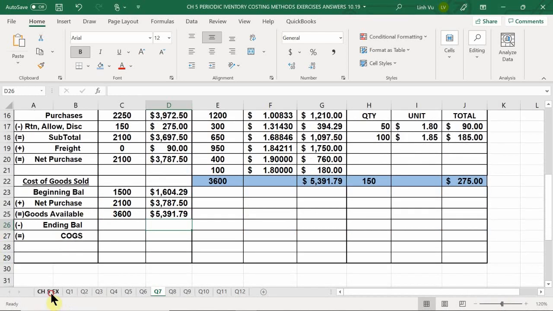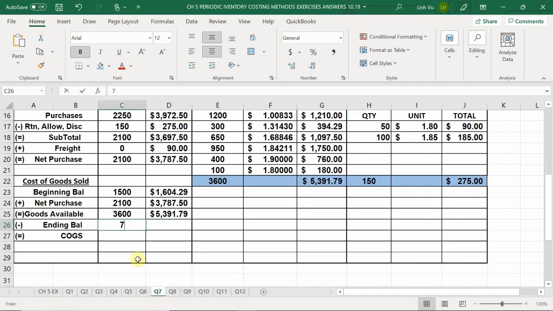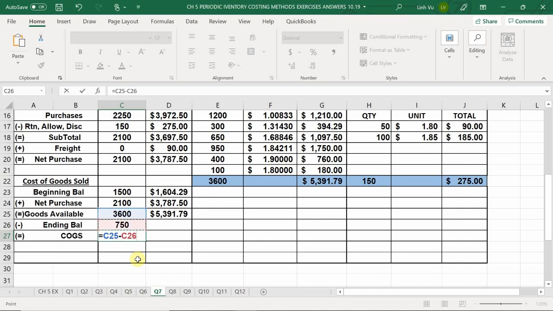So let's take a look. On September 30th, I end up having 750 units left in my inventory. So 750 units left. So therefore, how many items did I sell? So I must have sold 2,850 units. Okay.